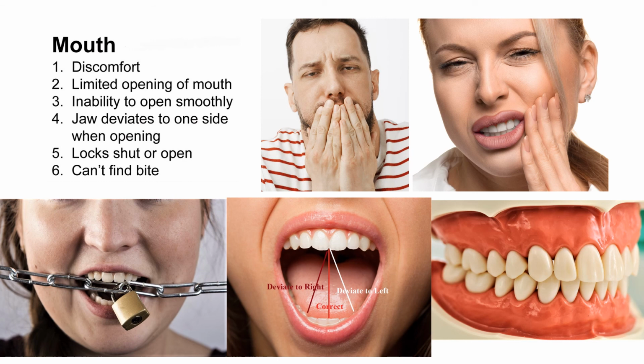I think the last thing is can't find a bite. And we have a dental model here. If you look closely, the teeth interdigitate. They fit together. They lock together. So when you bite down, your teeth lock into place. And that's important because when you chew, you're tearing up stuff. It's kind of like scissors in your whole mouth.